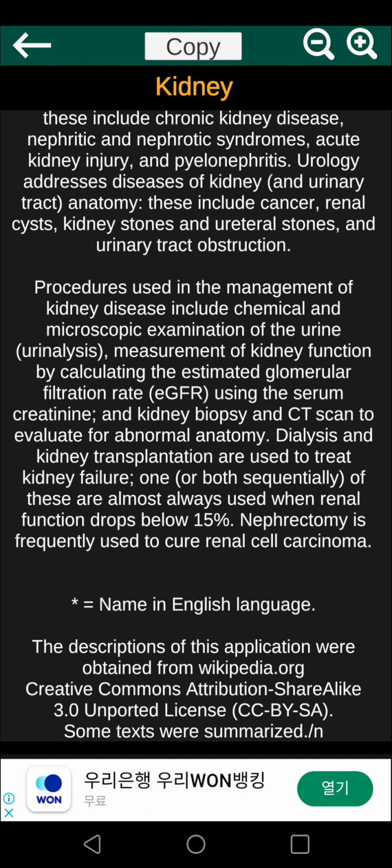Dialysis and kidney transplantation are used to treat kidney failure, almost always renal cell carcinoma.